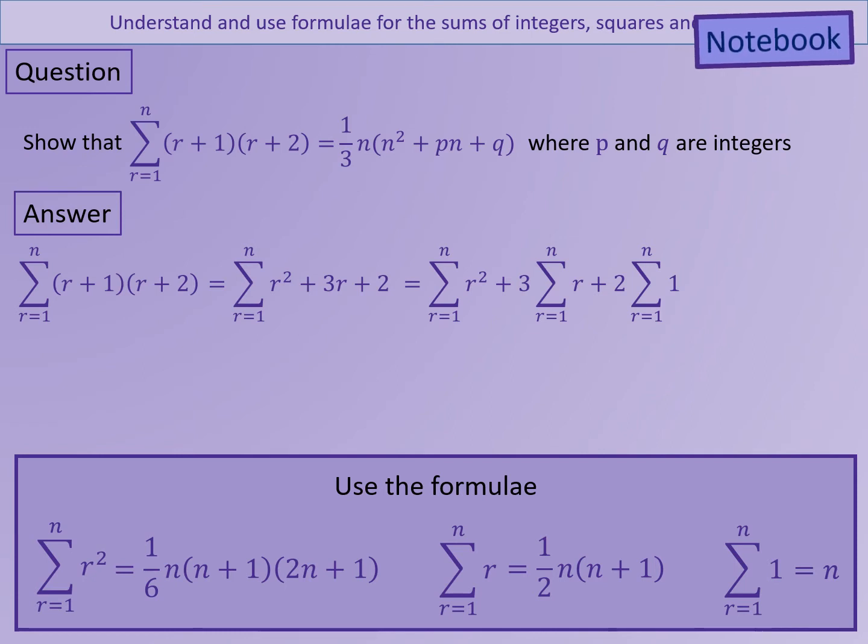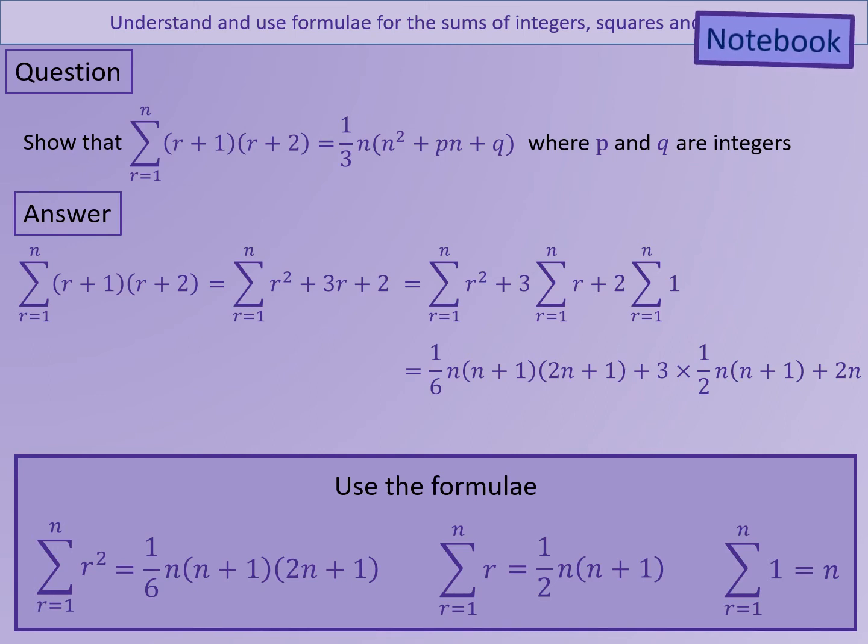So substituting those in, don't multiply these out because we're going to see if we can factorise anything. So the first term becomes a sixth n, n plus 1, 2n plus 1. That's just using the formula. The second term becomes 3 times and then a half n, n plus 1. Again, that's the formula. And the third term just becomes 2n.